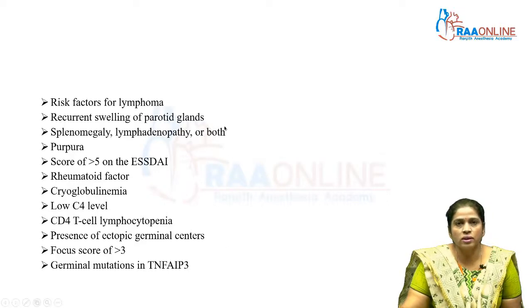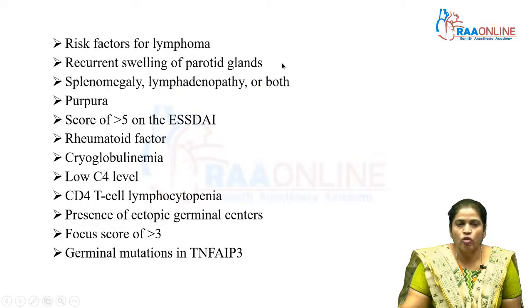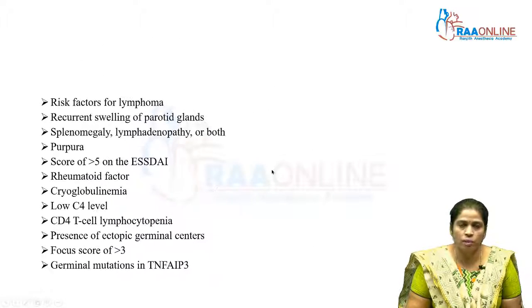These are the risk factors for lymphoma. Recurrent swelling of parotid glands, if they have splenomegaly, lymphadenopathy or both, purpurae on the skin, score of greater than 5 on the EULAR Sjogren syndrome disease activity index, rheumatoid factor, cryoglobulinemia, a low C4 level, a CD4 T cell count lymphocytopenia, presence of ectopic germinal centers, a focus score more than 3, and germline mutations in TNFAIP3. If these are present, then they are at higher risk for lymphoma.